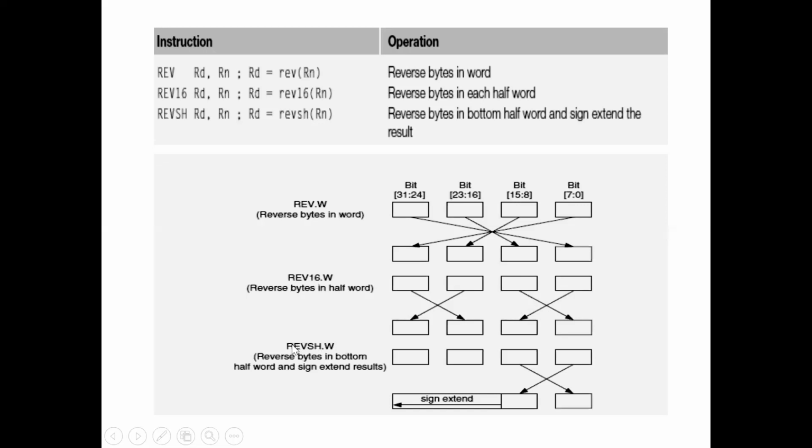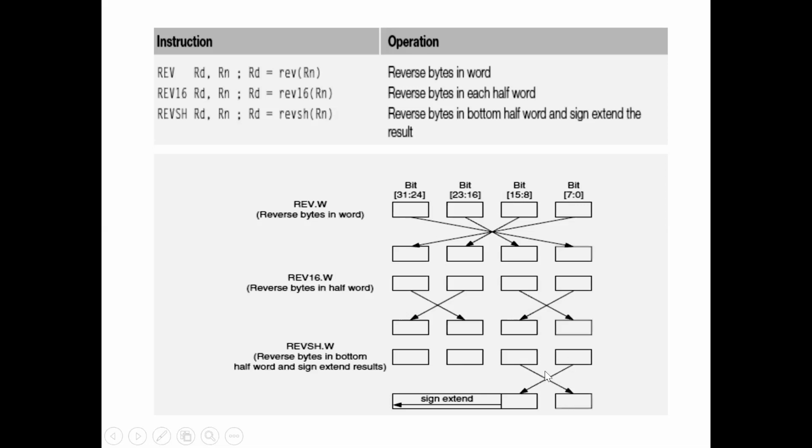The next instruction is REVSH, that is, reverse bytes in bottom half word and sign extend. This is a 32-bit source register RN which has 4 bytes. Now you are operating on the bottom half word, that is, the least significant half word. These two bytes are the least significant half word, right? It will reverse those 2 bytes first. Whatever the first byte you have here goes here, and the second byte comes here.